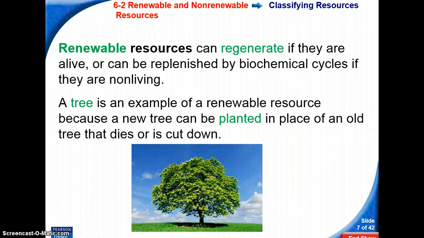And generally speaking, a tree is an example of a renewable resource because a new one can just be planted. The water cycle is an example of a renewable resource. We can renew water. Sunlight is an example of a renewable resource because that's always coming back around.